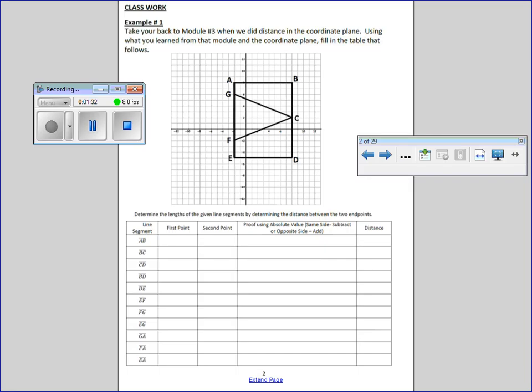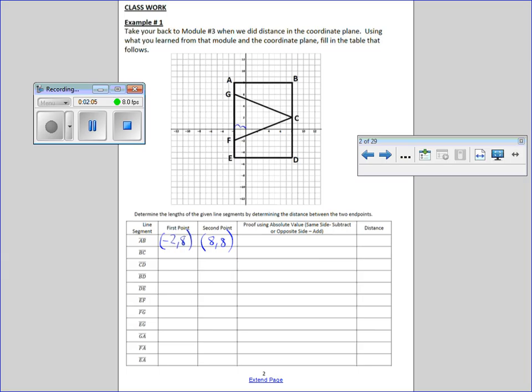Remember, X is always first, so -2, and what's the Y coordinate? Remember, you put it in parentheses, you've got to write kind of small. The second point is B. What are the coordinates of that point? And be careful. Don't make careless errors here. Count them very carefully.